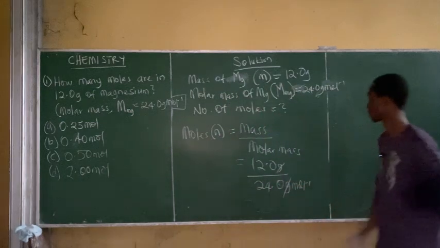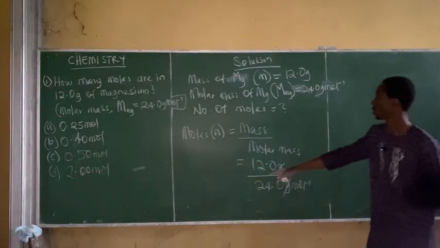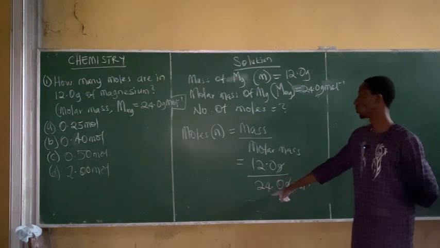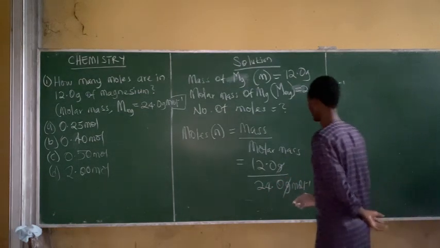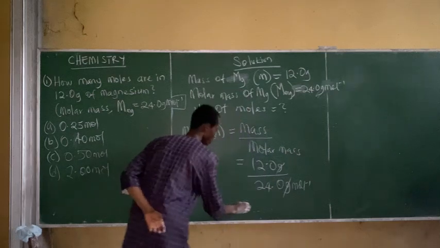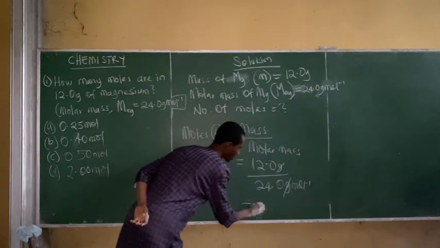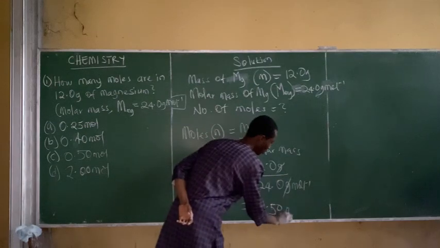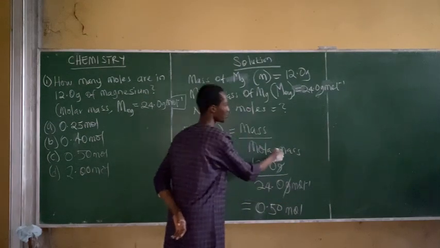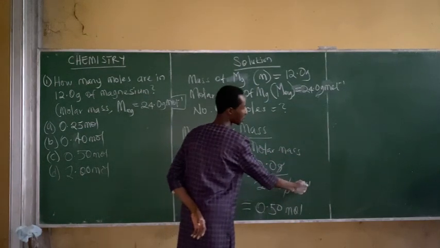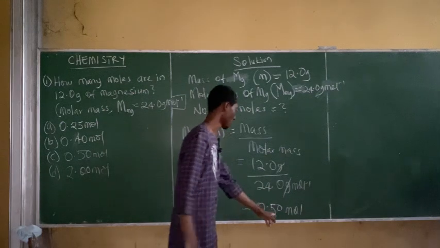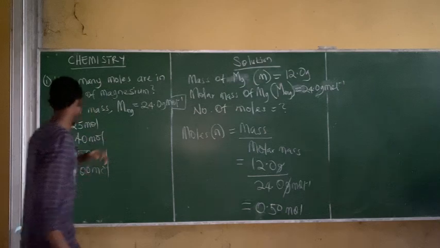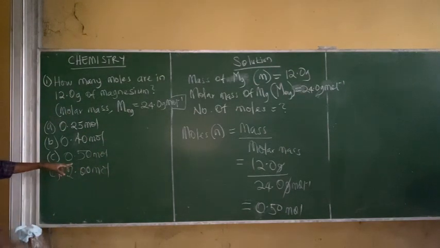Gram will take away gram, it goes out. So we have 12.0 divided by 24, which gives us 0.50. We have mole. Don't forget, this one comes up here, it changes, this negative sign goes out. So we have 0.50 mole. The correct option here is option C.